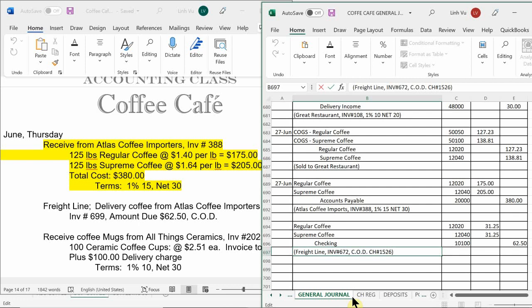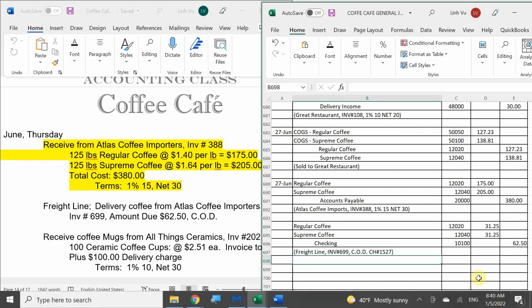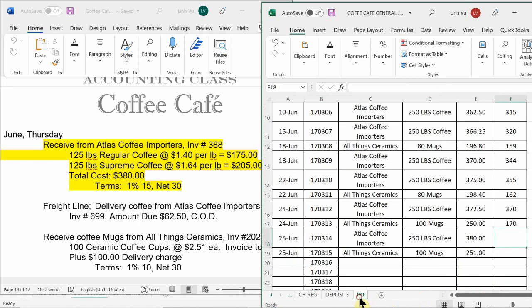We have invoice number 699, COD, check number 1527. Okay. I'm going to also check mark that off in my purchase order. So 380. We received the 250 pounds of coffee for 380. Invoice number 388.